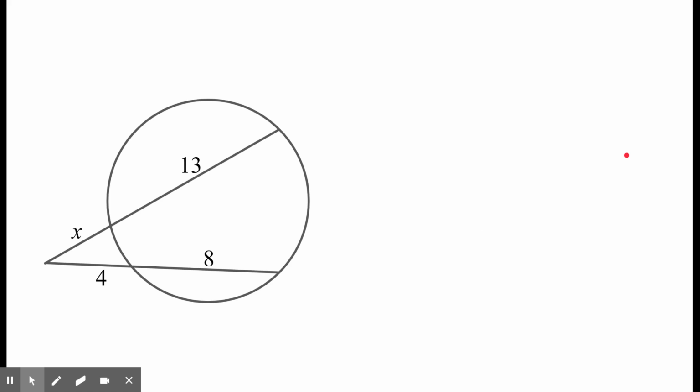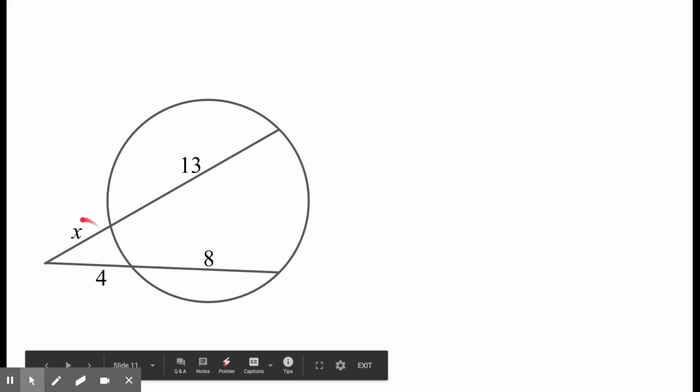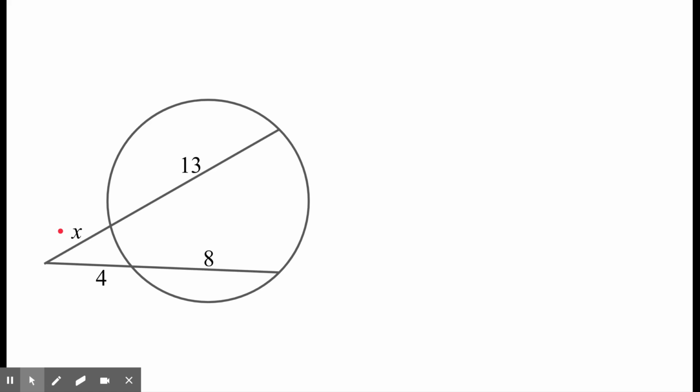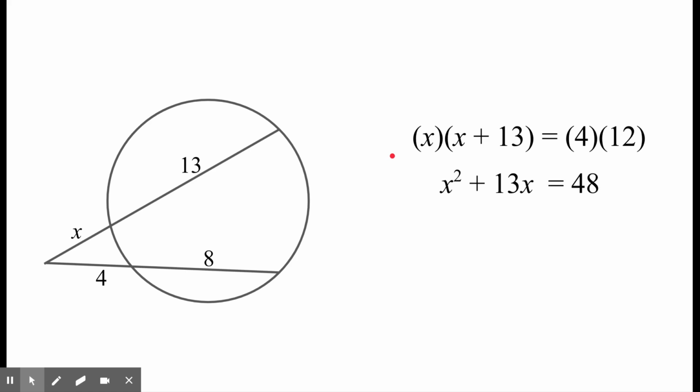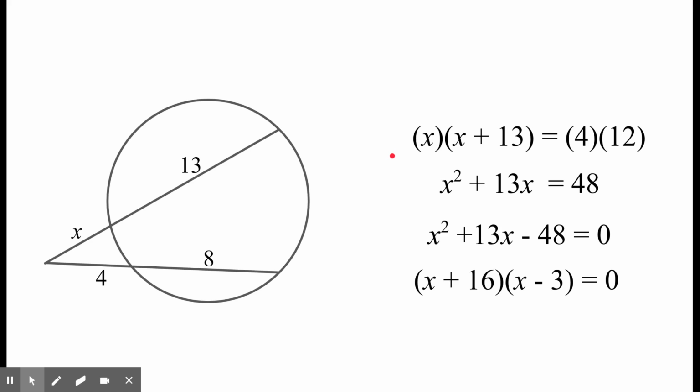This gets a little more complicated when x is the value on the outside, because it turns into a quadratic. So let's just take a quick look at that. We have now x is the outside, the whole thing is x plus 13, and then we have, again, 4 and 12. So when we multiply this out, we end up with x squared plus 13x equals 48. We can subtract 48 from both sides and factor this out.